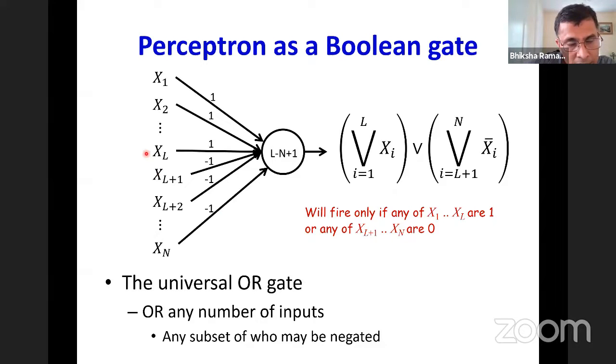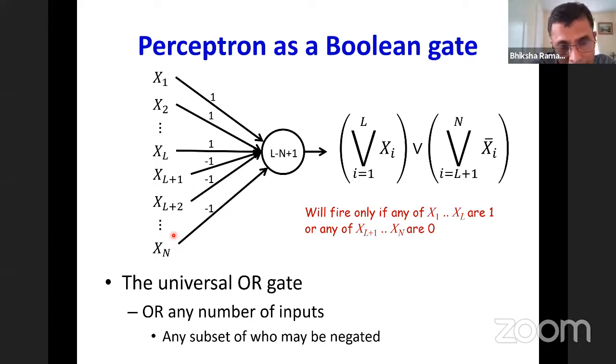That's fairly straightforward. Let's set it to the one condition where it will not fire. It will not fire if all first L are 0 and all the remaining ones are 1. If all first L are 0 and all the remaining ones are 1, then the total input is going to be L minus n. If any one of them flips, then the sum is going to become L minus n plus 1. So in any pattern except the one condition under which it's not supposed to fire, it will fire. So again, that's a pretty complicated function.